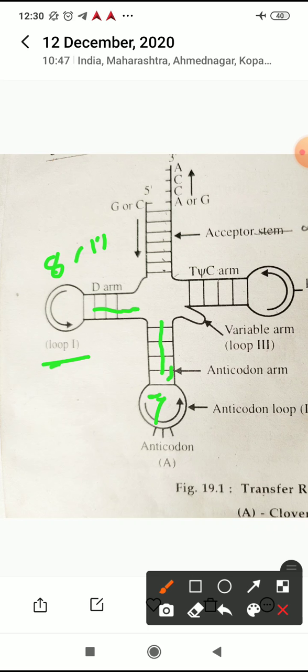The middle of the nucleotides of the anticodon loop is known as the anticodon. See, this is the middle portion of the anticodon loop, and it is called the anticodon. The anticodon is complementary to the triplet codon in mRNA.